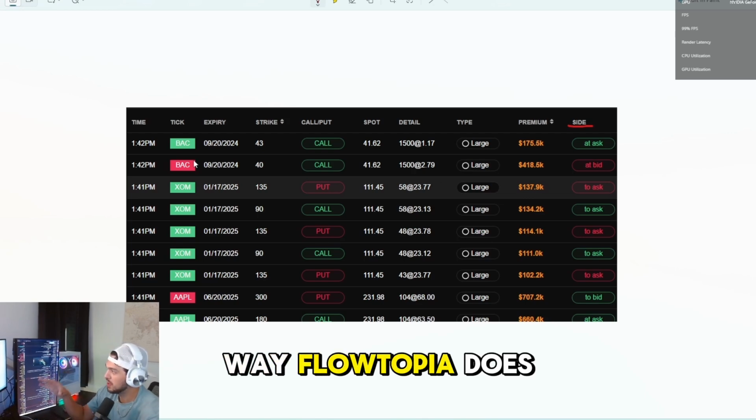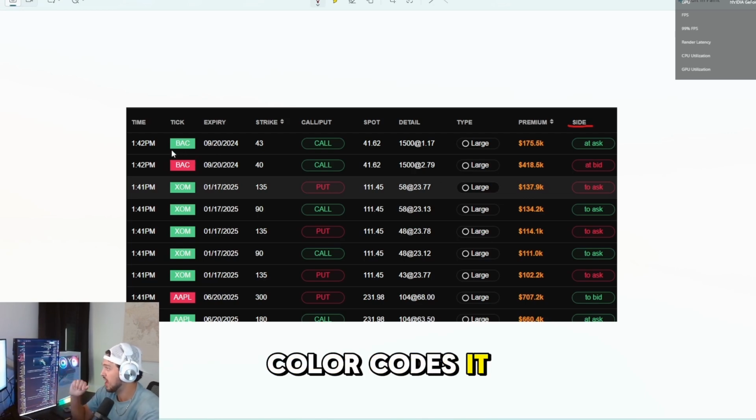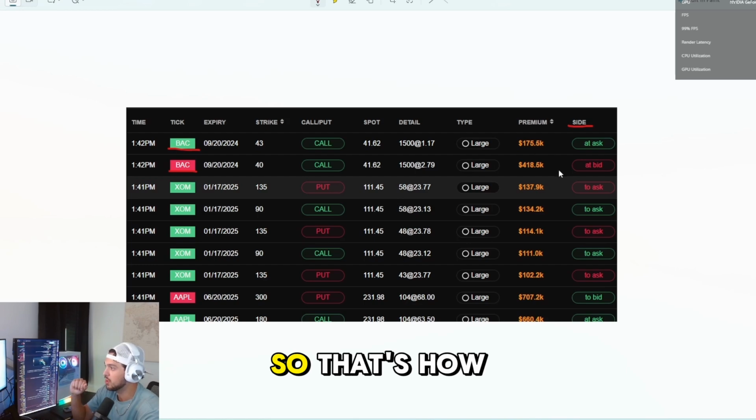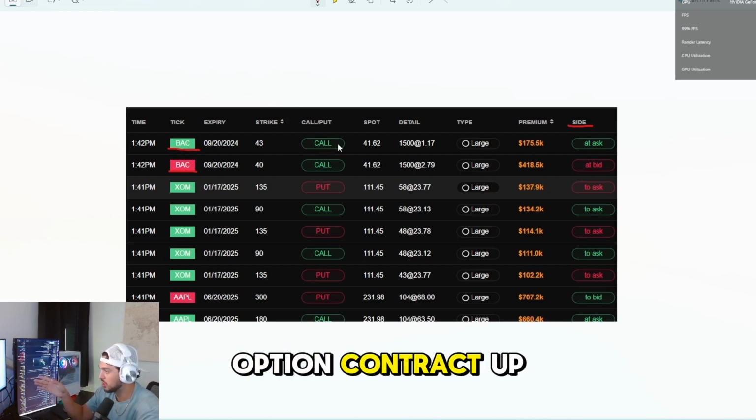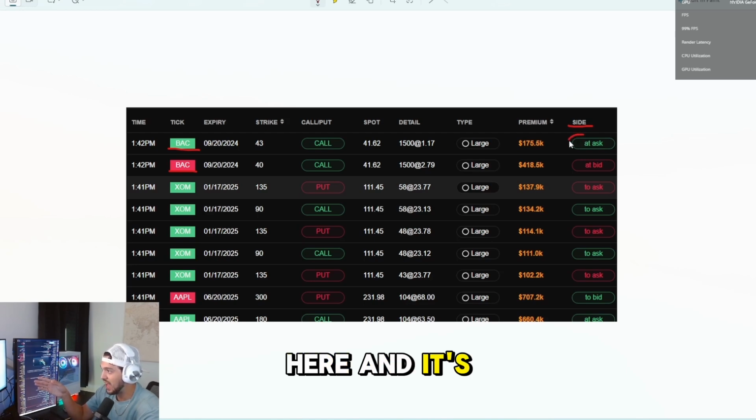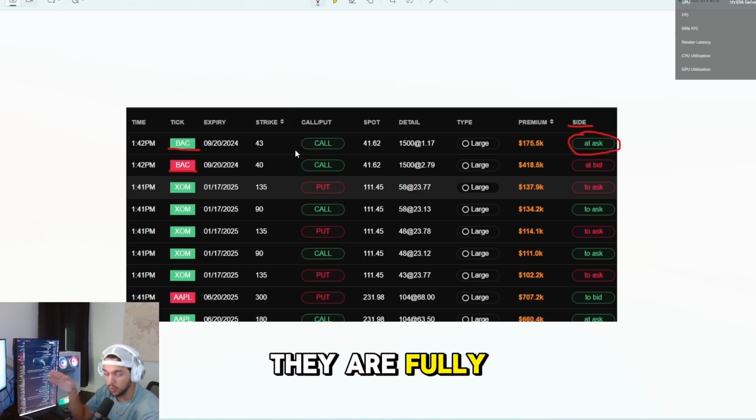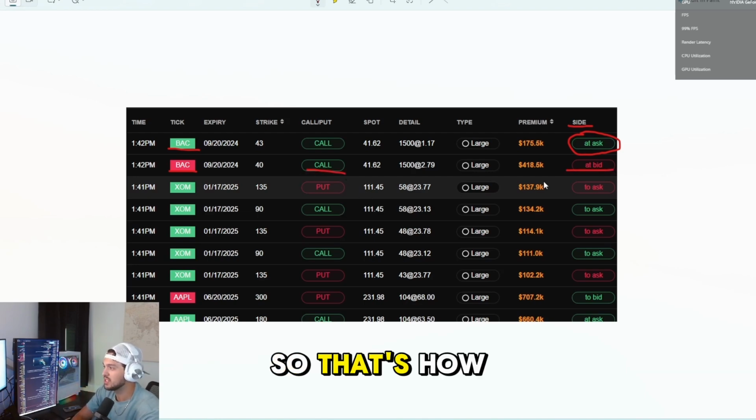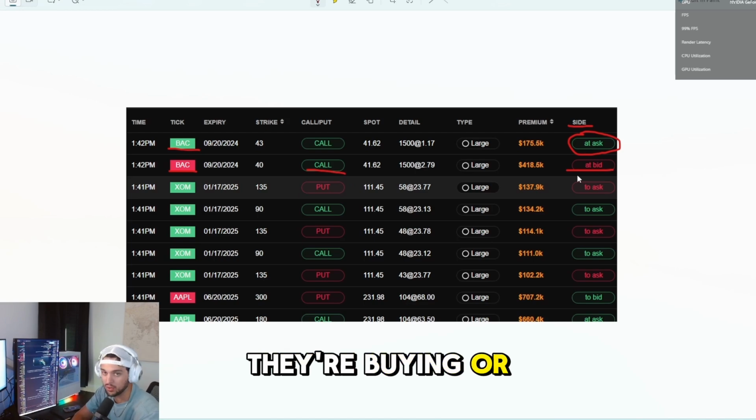And so the way Flowtopia does it, it color codes it. As you can see, if it's a bullish move, they'll put the green on the ticker. If it's a bearish move, they'll put red. So that's how you can really determine the bids and asks. So as you can see, they're buying this option contract up here and it's at the ask. So that means they are fully longing it, fully buying it for an upside move. And then I can see right underneath it, this is red, but they're selling the option contract. So they're selling the calls. So that's how you can really tell if they're buying or selling.